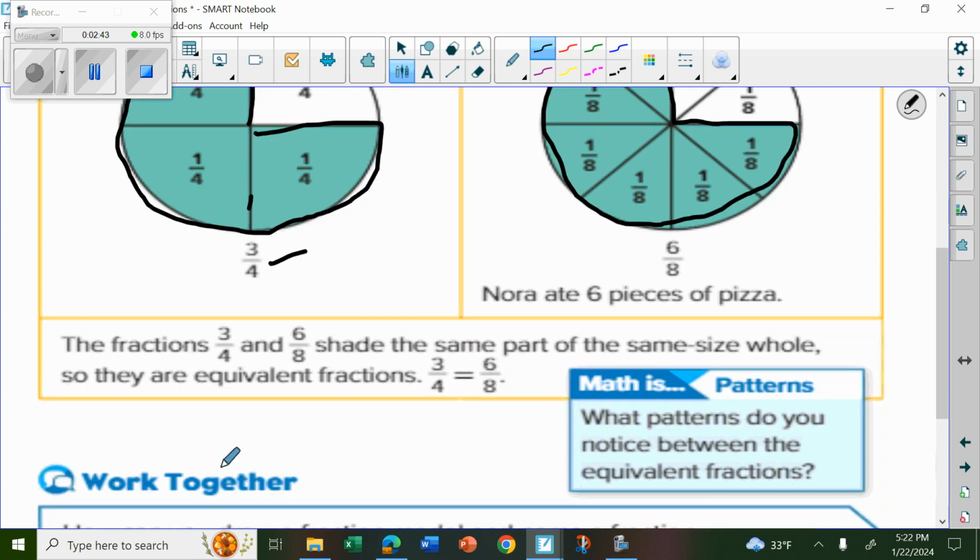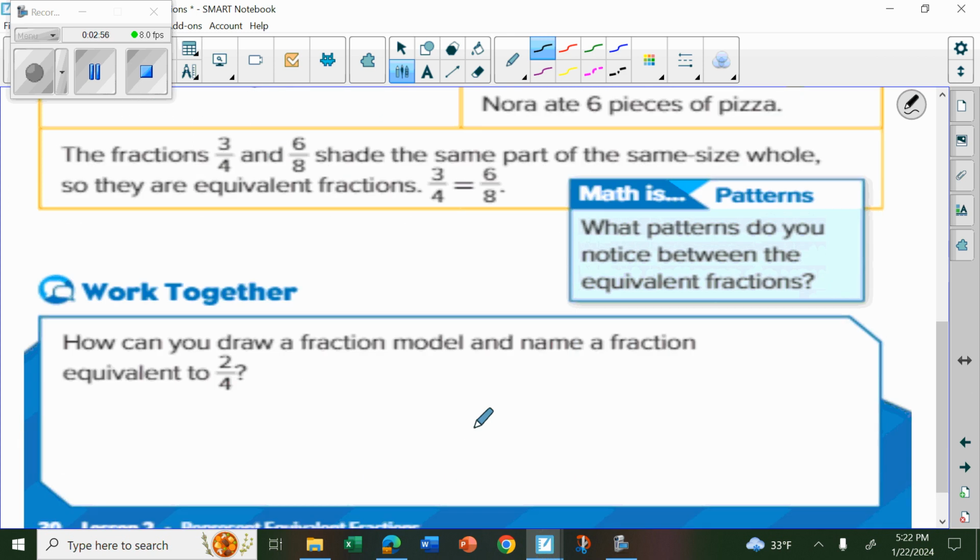So the fractions 3/4 and 6/8 shade the same part of the same size whole. So they are equivalent fractions. 3/4 equals 6/8. It's the exact same thing we did yesterday. We're just putting fraction names with it. Okay? So now, how can you draw a fraction model and name a fraction equivalent to 2/4?